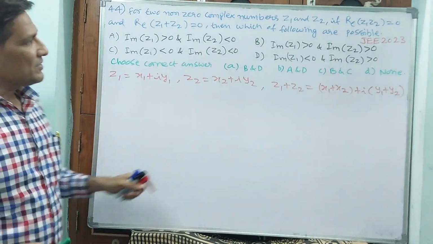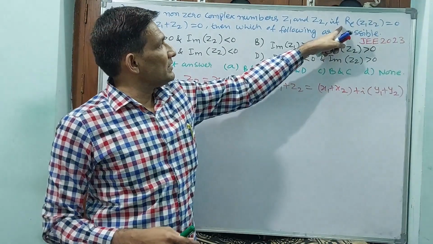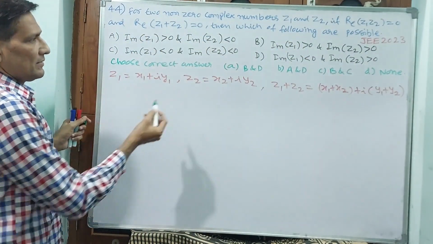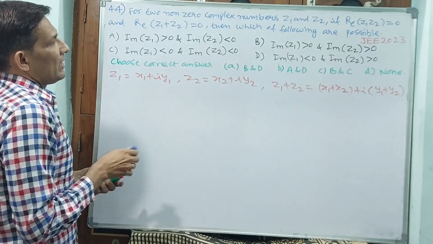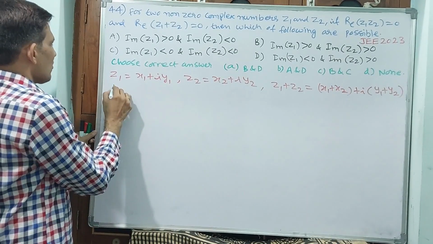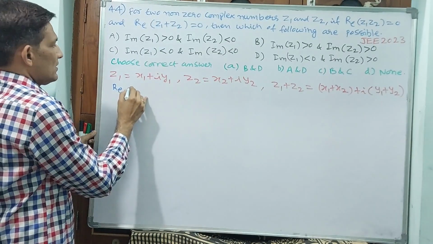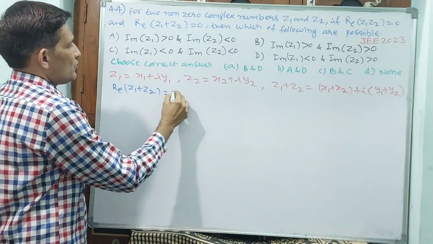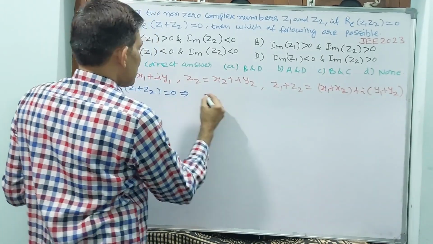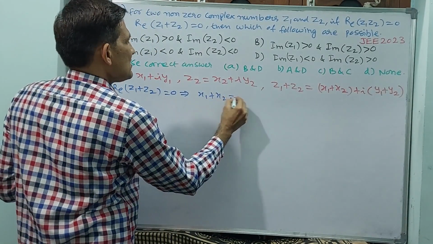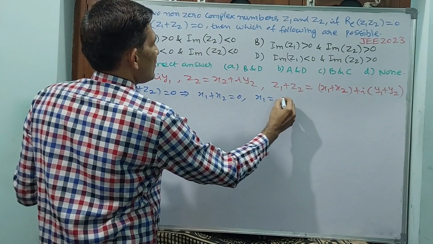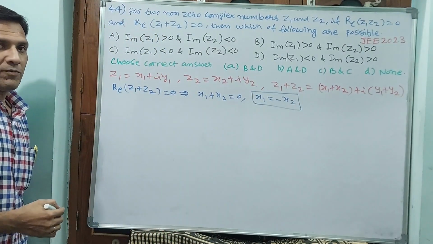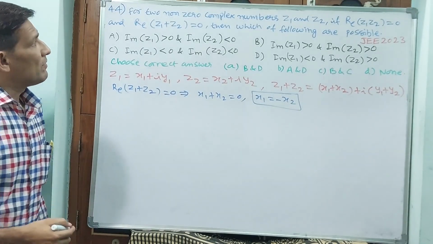We want only the real part of this Z1 plus Z2. See, the real part of Z1 plus Z2 is equal to 0 implies X1 plus X2 is equal to 0, or else X1 is equal to minus X2. This concept you should know.